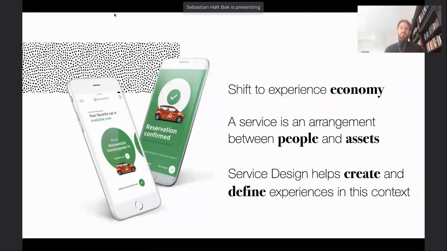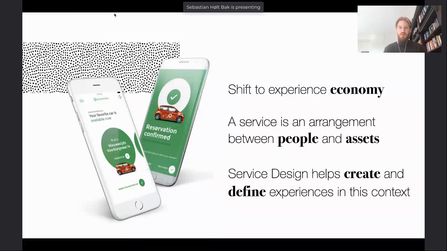Now, to look a bit at what constitutes a service, it can be seen as an arrangement between people and assets. So that can be things, benefits, resources. And to serve in this sense really means to perform or enable something over a period of time. So in a nutshell, service design revolves around activities and methods that help define and create end-to-end experiences within this context, and thus ultimately creating services that are conducive to people's everyday rhythm where the business value really comes in.